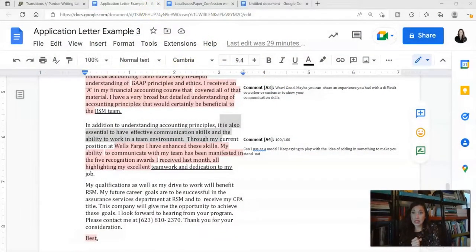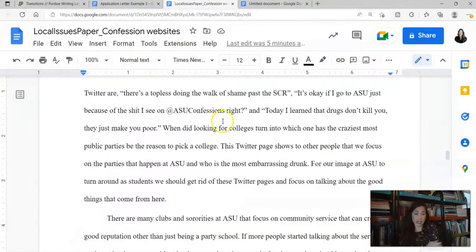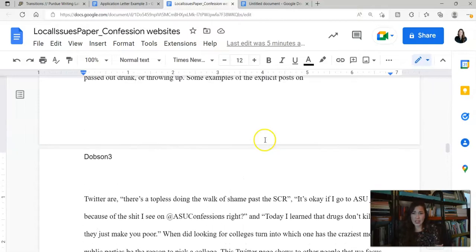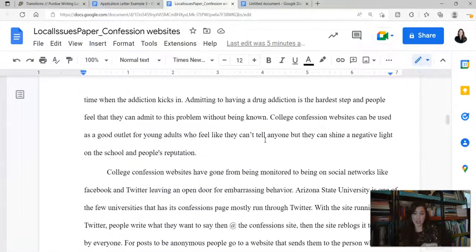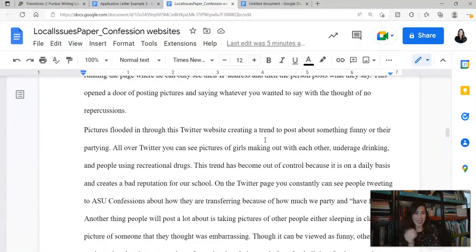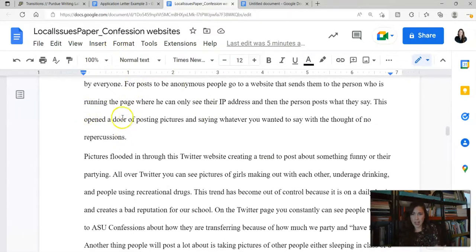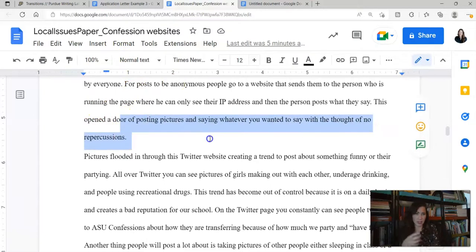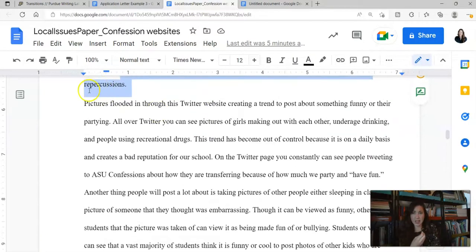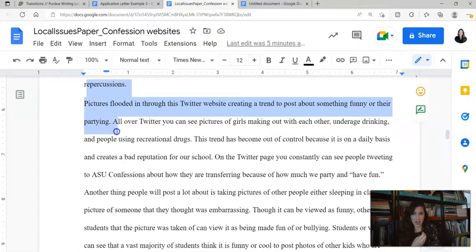All right. The next example I've got is from a student's local issues paper. The topic was about confession websites. I don't really think they're a thing anymore, but it was pretty hot a couple years ago. And so they start off by talking about what these confession websites are, and then why they have perhaps a negative impact on a school's image, okay? So this is what they're talking about, what they are, and they're talking about how these pictures and, there's no repercussions. Then they kind of tie those ideas together of what this does.